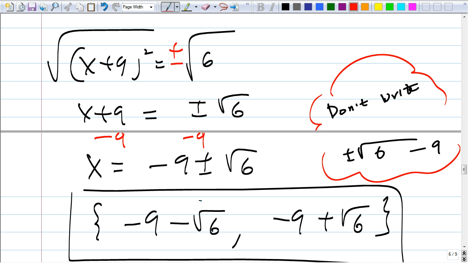Do you understand what we're saying? Okay, do you get that? Do you see why I put negative 9 first? Okay, because you want to put the square roots at the end. All right, may I move on?